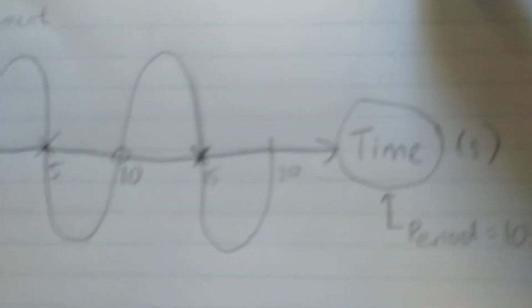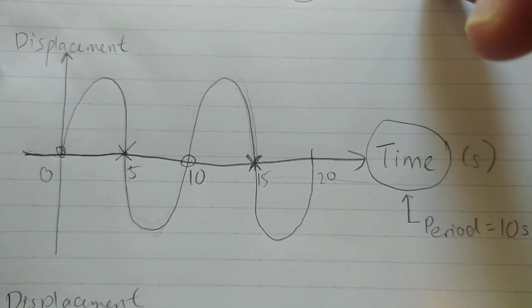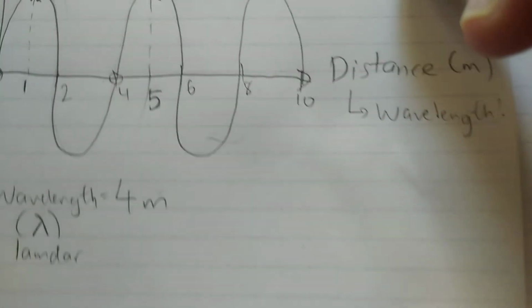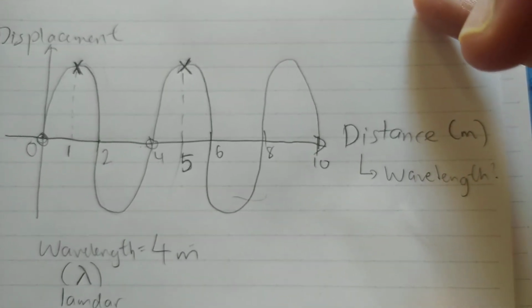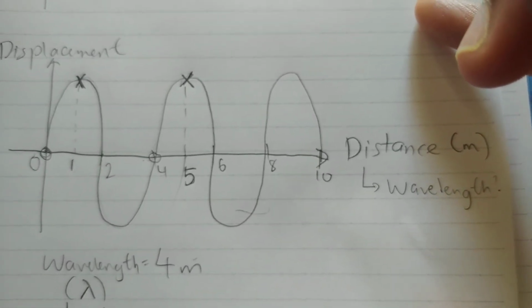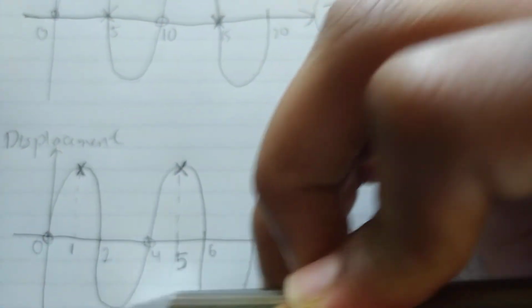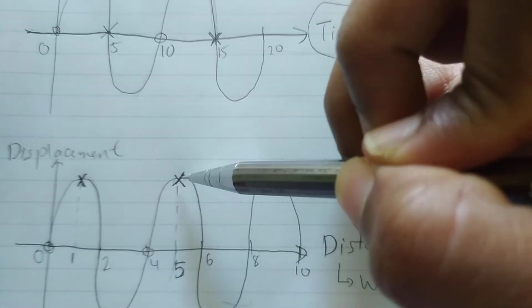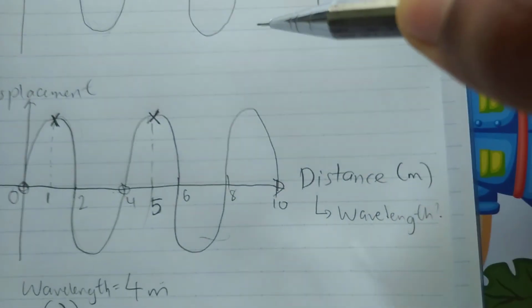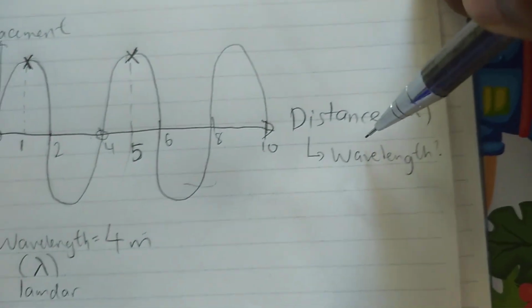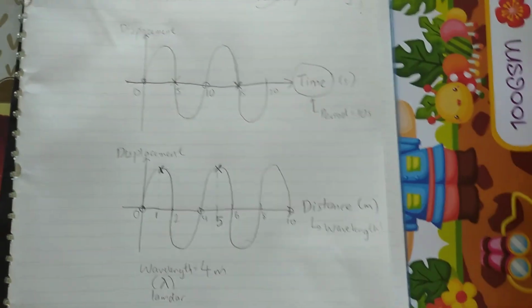So that's the difference. Displacement time, how many seconds to finish one wave? Displacement distance, how many meters? How far must the wave travel to finish one wave, one cycle? One cycle here, one cycle here, wherever you start. As long as it's one complete wave, that distance is your wavelength. Hope you all understand.